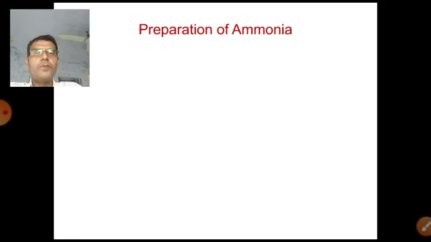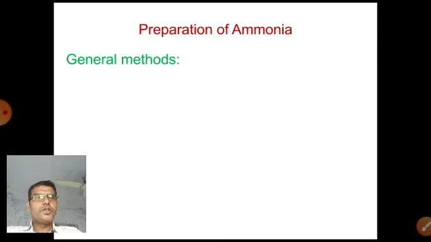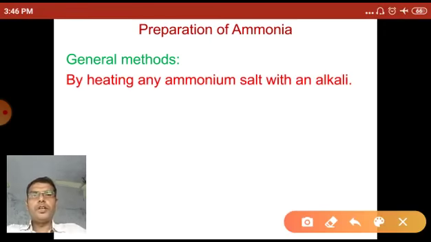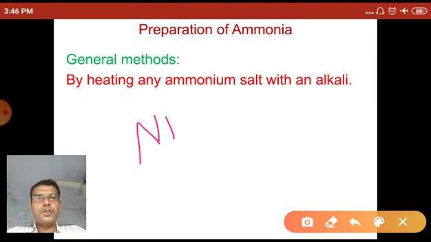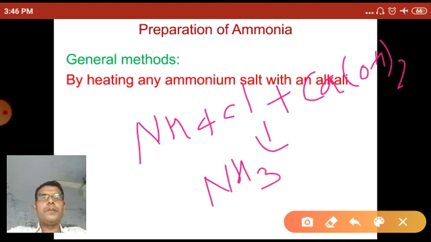Now, the preparation of ammonia. The general method for the preparation of ammonia is heating any ammonium salt with an alkali. You can take any ammonium salt such as ammonium chloride and heat it in the presence of an alkali such as calcium hydroxide. Then we get ammonia.